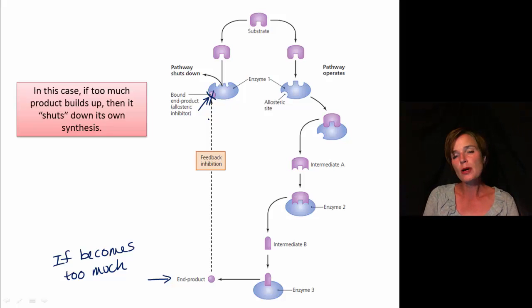In this case, if too much of a product builds up, then it shuts down its own synthesis. So that's what we call feedback inhibition. It's just a really good example of how the cell uses inhibitors to balance supply and demand.